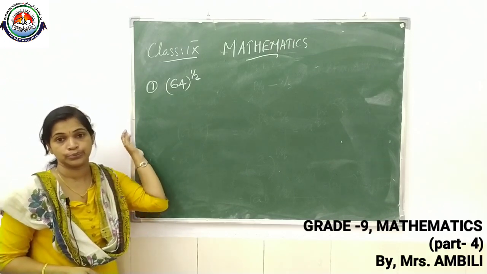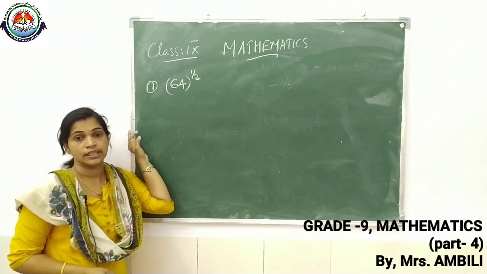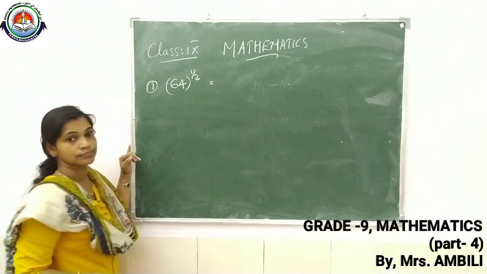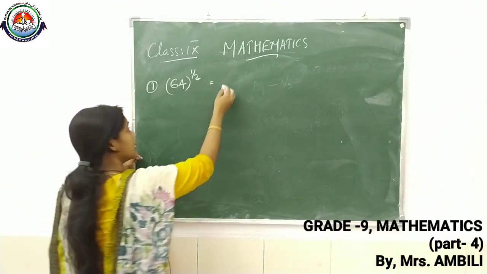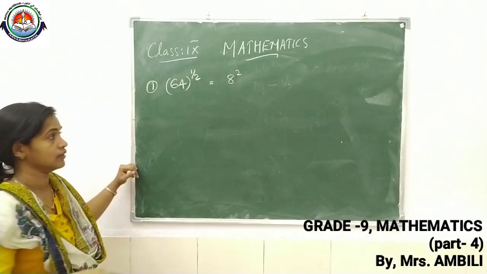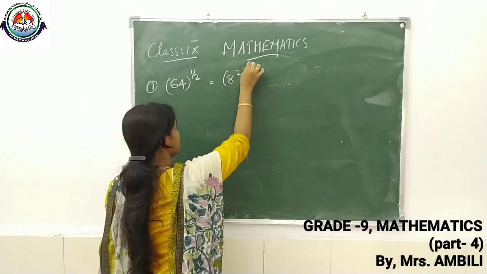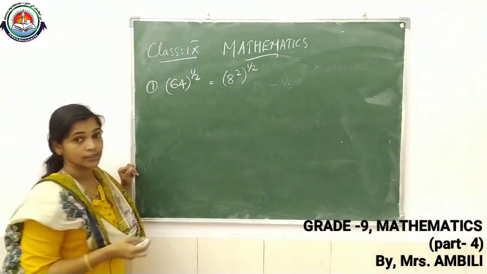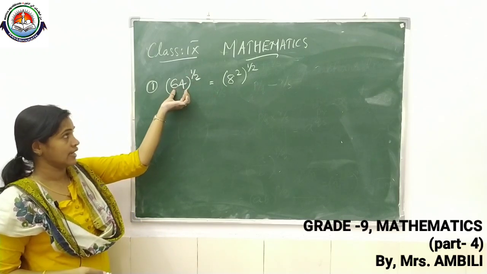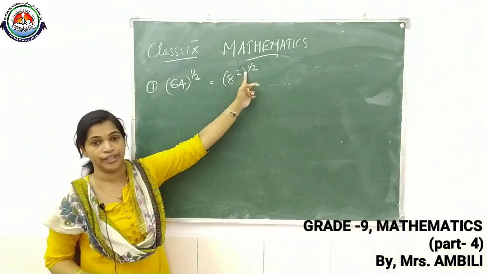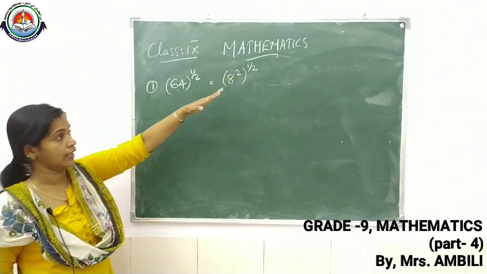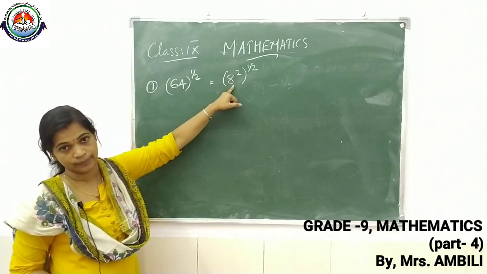64 raised to 1 by 2. Here 64 we can write as 8 square, isn't it? 8 into 8 is 64. So 8 square raised to 1 by 2. I changed 64 here.